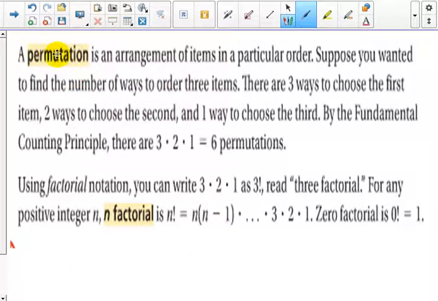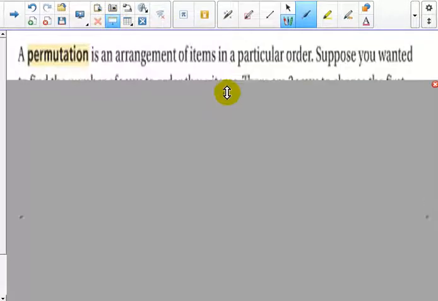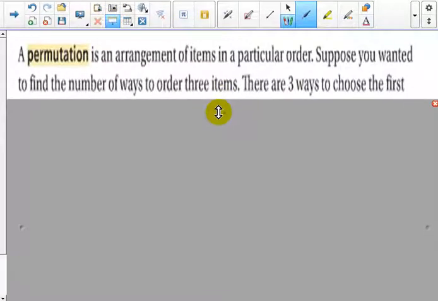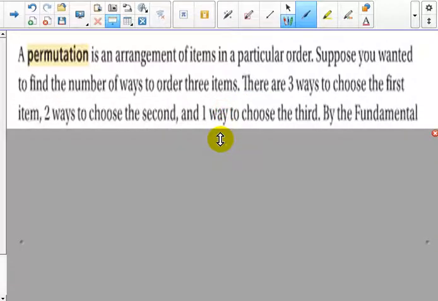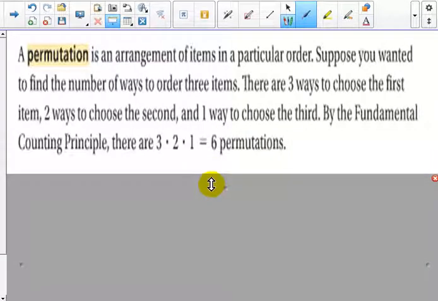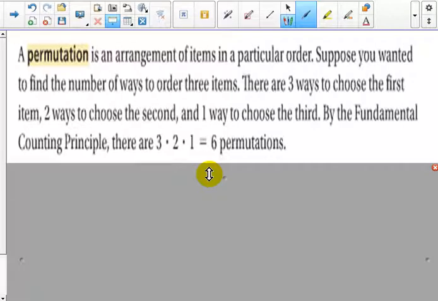Now we're going to talk about a permutation. A permutation is an arrangement of items in a particular order. Suppose you wanted to find the number of ways to order 3 items, like first place, second place, third place. There are 3 ways to choose the first item, 2 ways to choose the second, and 1 way to choose the third. By the fundamental counting principle, you would have 3 times 2 times 1, which equals 6 permutations. See that?